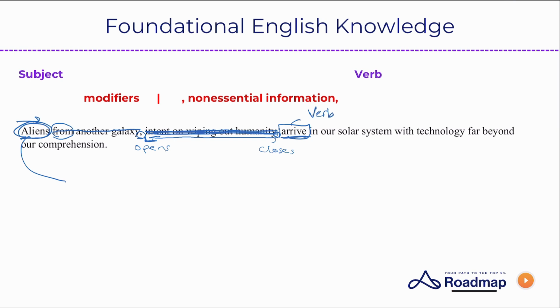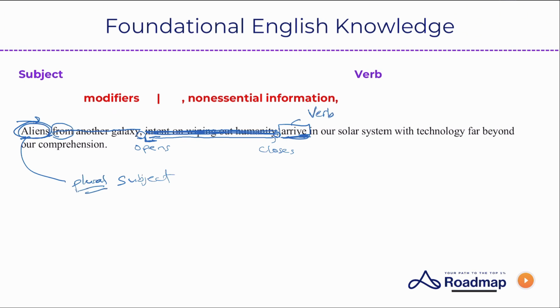So this is why you see arrive as the correct answer, or the correct form of the verb, because you would say aliens arrive. You wouldn't say aliens arrives in our solar system, right? You would say they arrive. You wouldn't say they arrives. Okay, so plural subjects have to agree with plural verbs again.